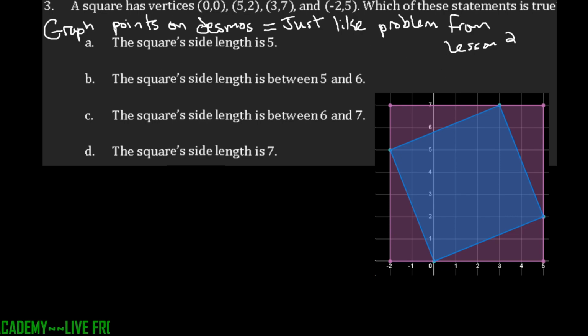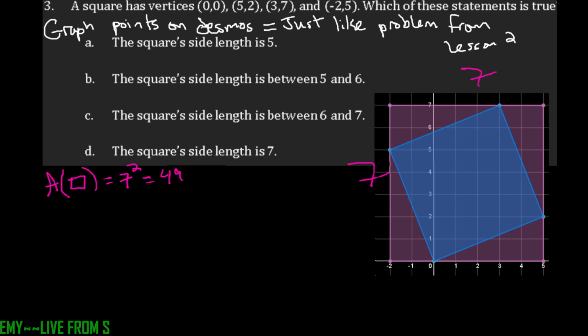So again, try this out. It's just like our exit ticket that we had from the previous day. I'm looking for the blue square. So I find the pink square. I'm going to say these side lengths are 7. So the area of the pink square is going to be equal to 7 squared, which is 49.